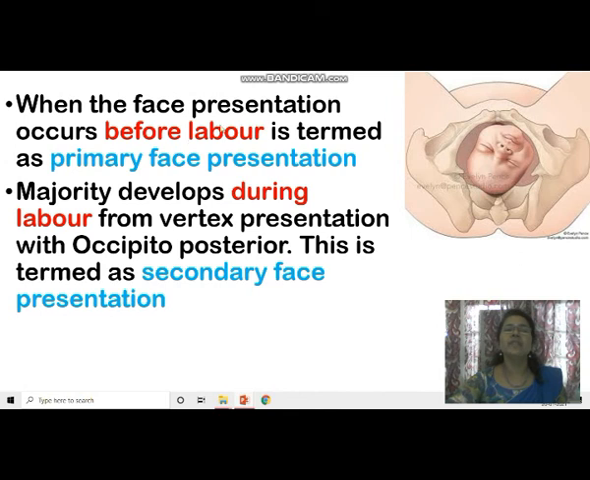When the face presentation occurs before labor, it is termed primary face presentation. In pregnancy, before impending labor, the presentation is face; that is known as primary face presentation. But the majority of face presentations develop during labor, from vertex presentation with occipito-posterior position. Instead of flexion, extension happens, and that becomes the face presentation. If it happens during labor, it is known as secondary face presentation.